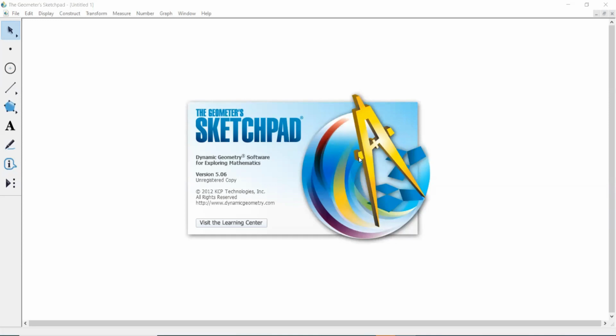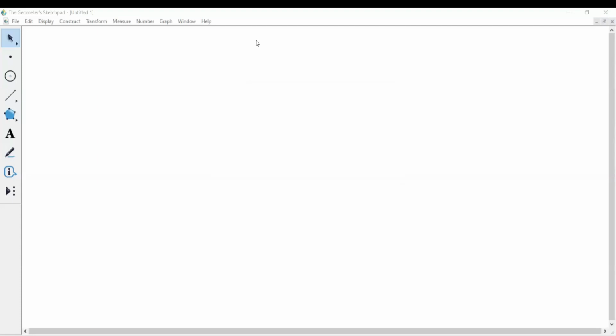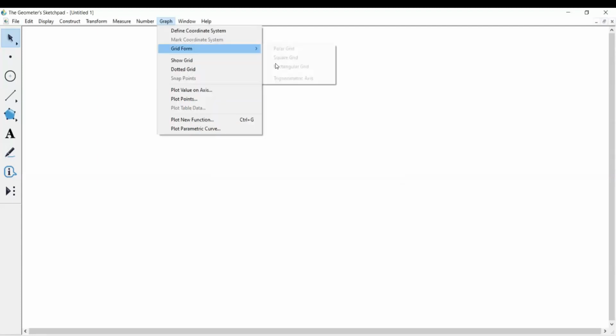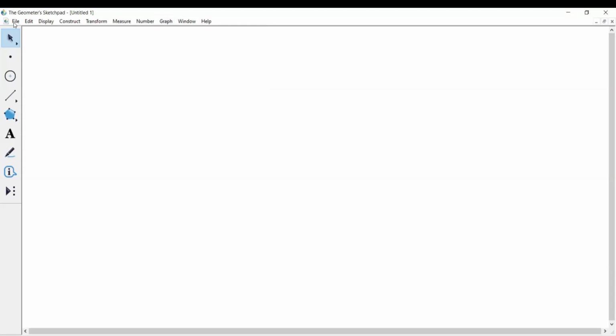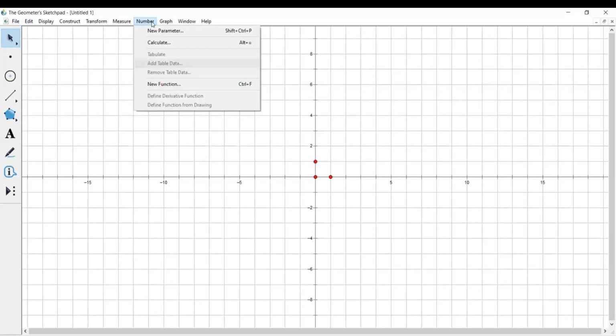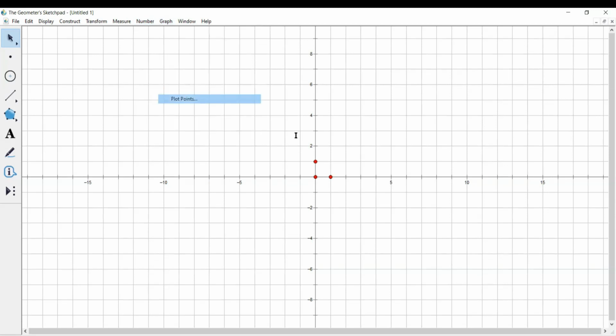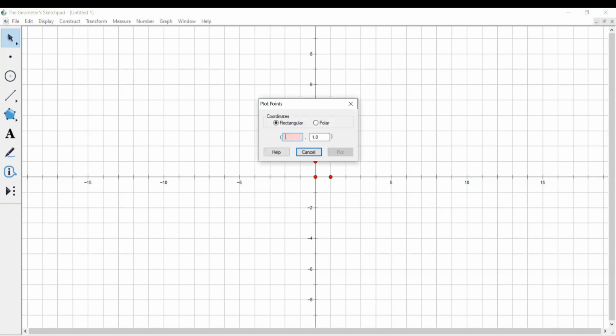So this is a Geometer's Sketchpad right here. And luckily for us, we can go to Graph, and I'm going to go to Rectangular Grid, and I'm going to plot the point P. I want to insert a point. And P is the point when the x value was 9 and the y value was 11. So I plot that point.